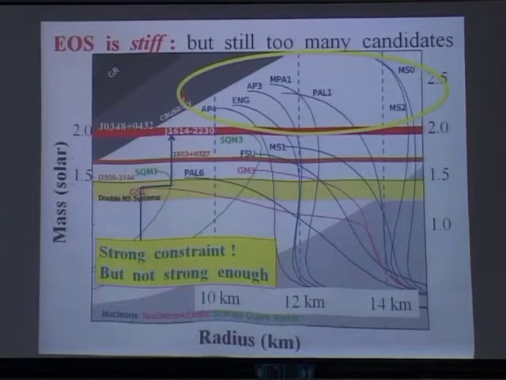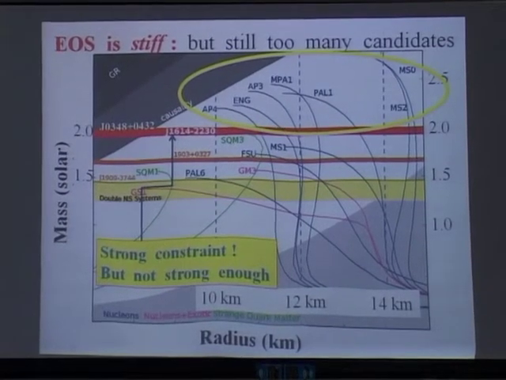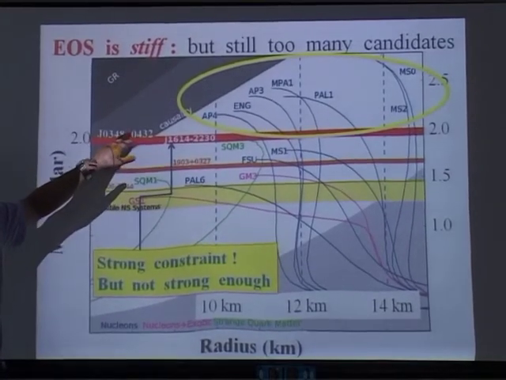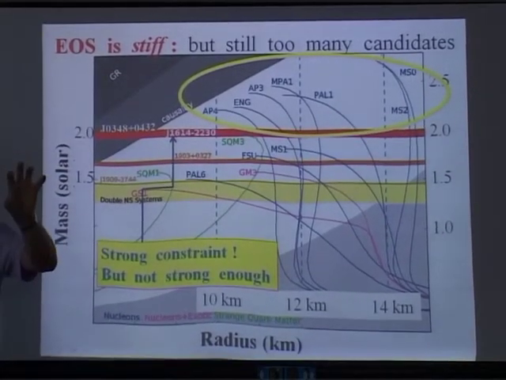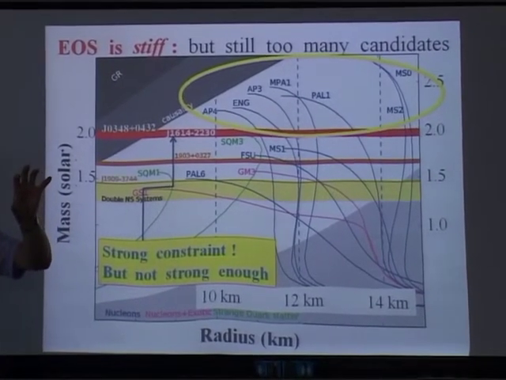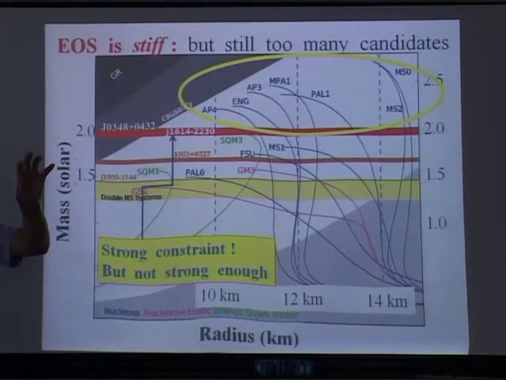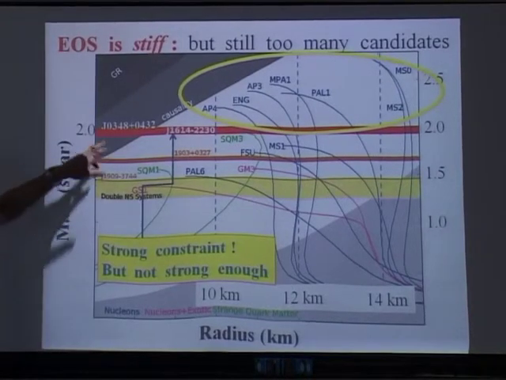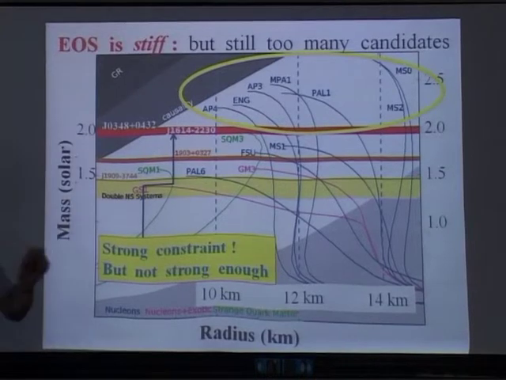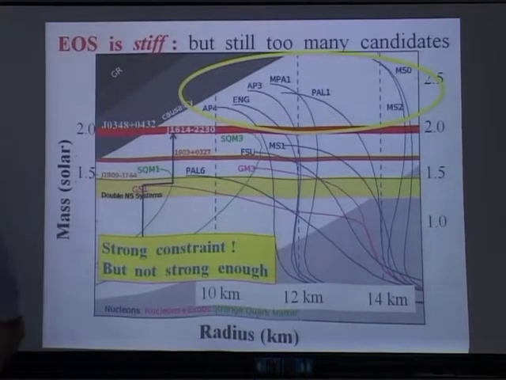This one? Yeah. These are neutron stars discovered in neutron star white dwarf binaries. By observing the white dwarf and the neutron star, we can determine the mass of the neutron stars within a small error. So these give a very strong constraint on the equation of state.